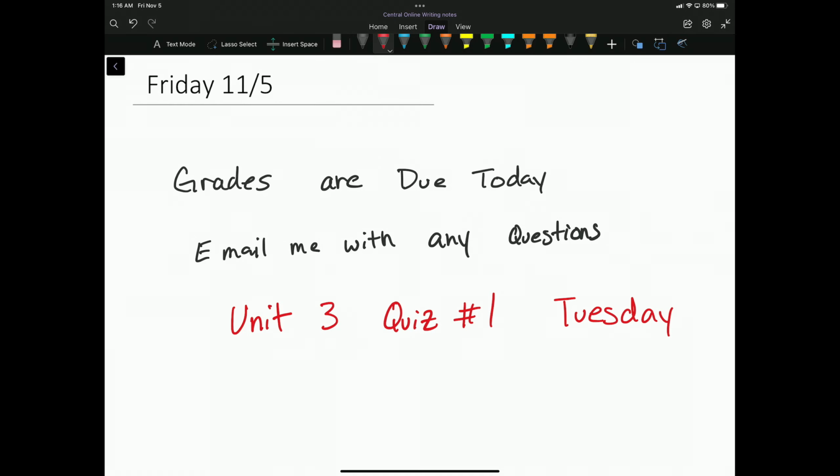All right, so today grades are due. If you have any questions or concerns about your grade, please email me. The Unit 2 test and the Unit 2 test quiz number 2 will not be a part of this grading period. I just picked those up from the school yesterday, so I will get those in the gradebook over the weekend after I've submitted the grades to the school.